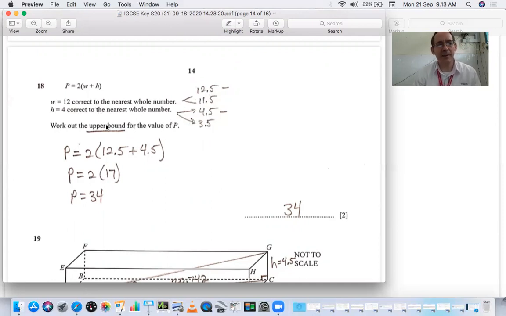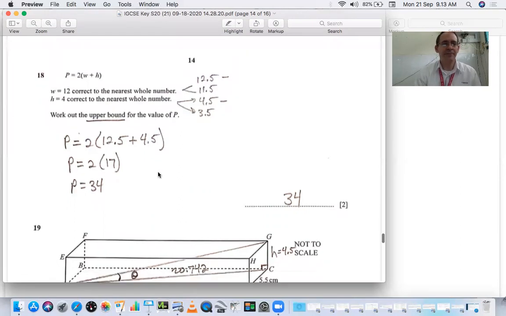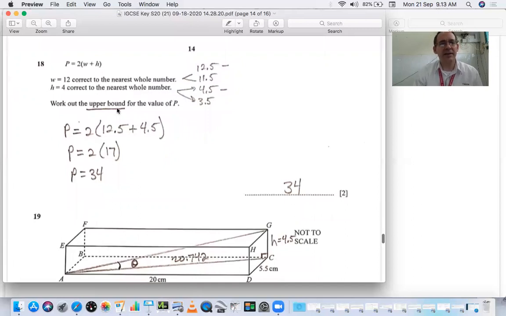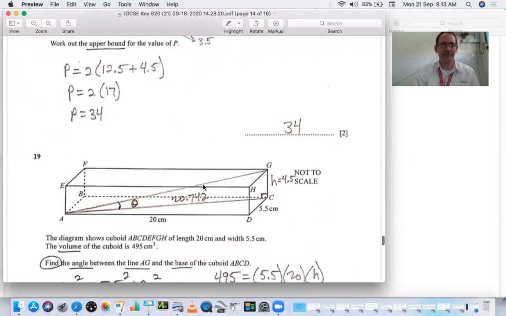Now work out the upper bound of the perimeter. So this gives us our second layer, which is the formula. And of course, to find the upper bound means we want to maximize the formula. The way that this is set up, we want the bigger numbers because they are adding. So we use 12.5 and 4.5, calculate that out, and we get an upper bound of 34 for the perimeter.